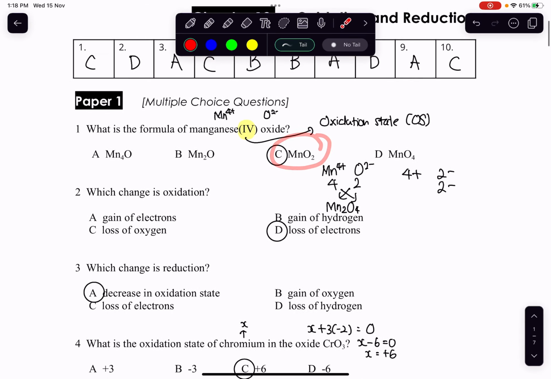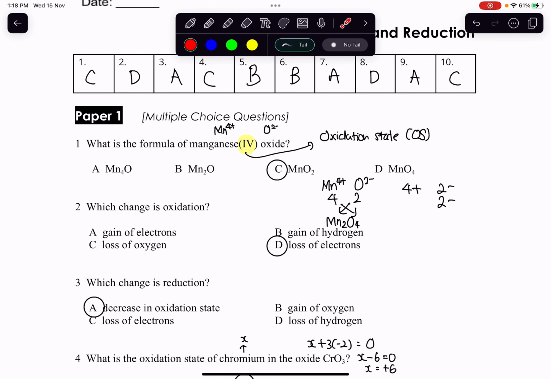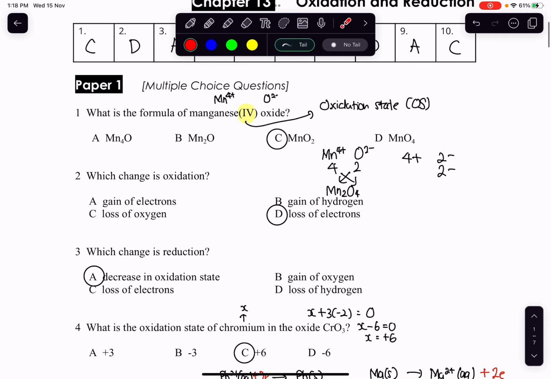So if you still have the habit of doing the crisscross method, you just need to double check whether or not the two charges have the same HCF. Okay, there is not one.